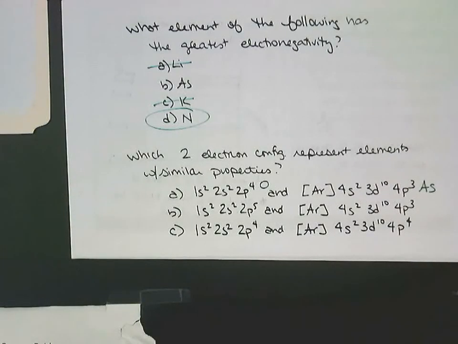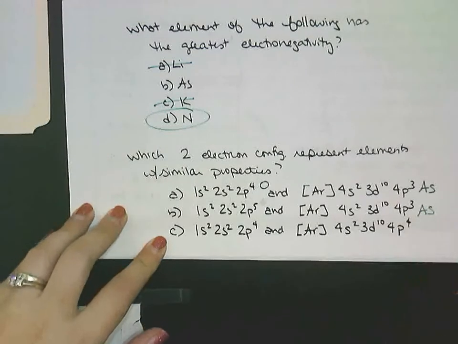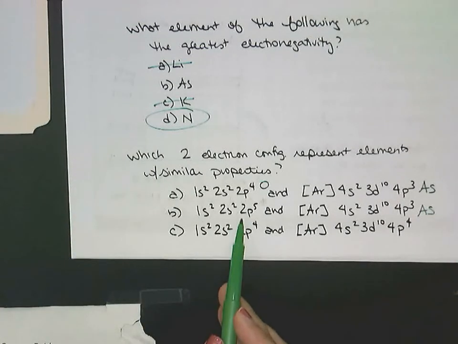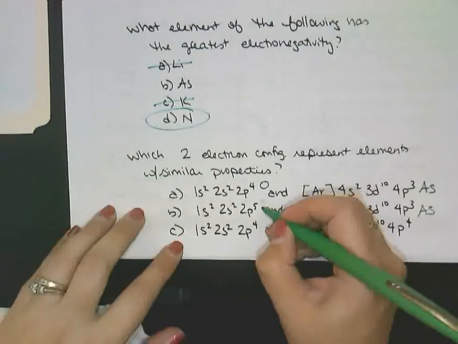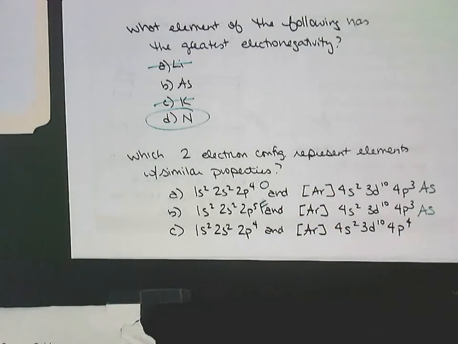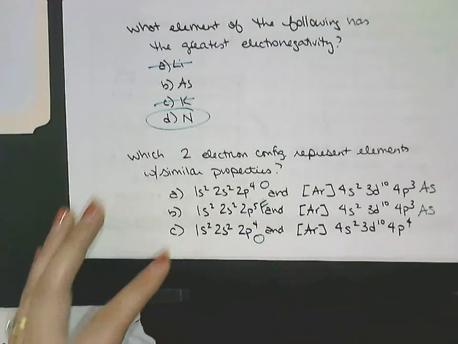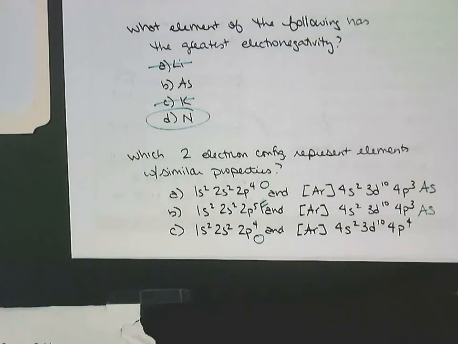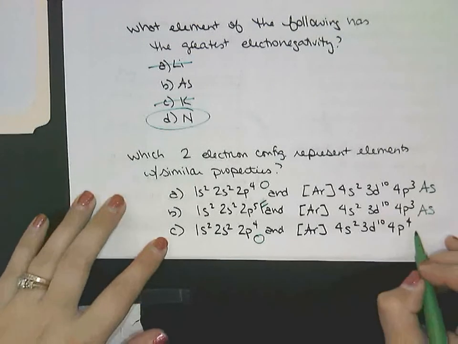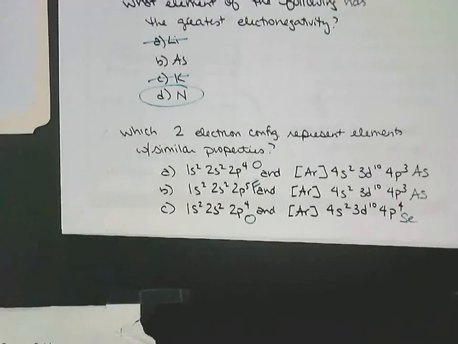What about 1s2, 2s2, 2p5? All right, that's F. Is F and arsenic in the same up and down? No, that's not good either. All right, so now I have oxygen, and by process of elimination, this should be the right one, assuming I didn't mess something up. All right, this would be selenium. Should those have similar properties? Yes, good, I didn't mess up that problem.